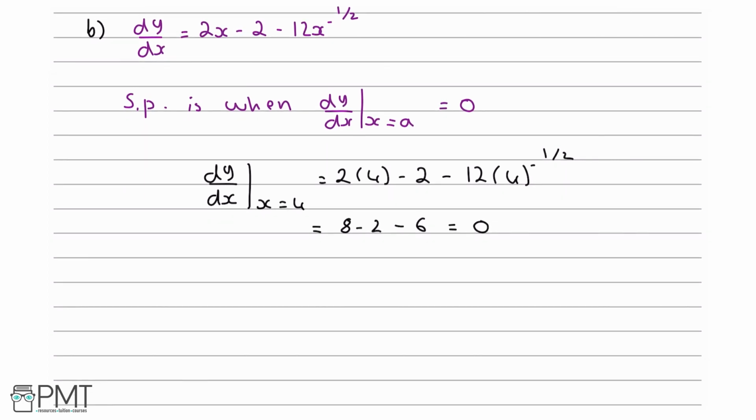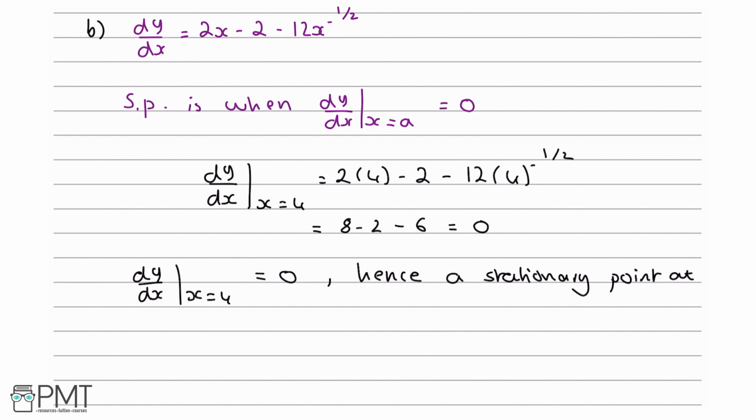Good. So now we just need to finish this by giving a concluding statement. So we're going to say something along the lines of dy by dx at x equals 4 equals 0. Hence, a stationary point at x equals 4. Okay. This question is worth 2 marks.